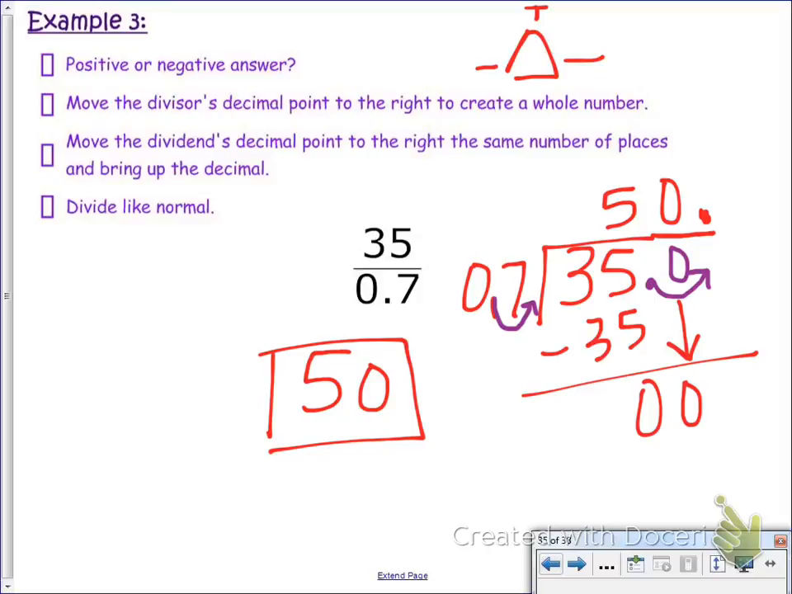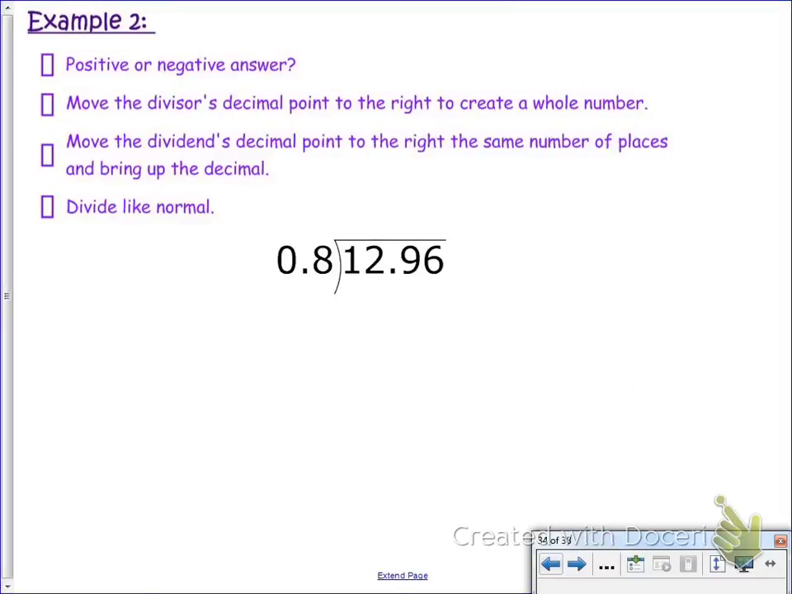Now to show you one last example, I'm going to show you what happens when there's a decimal inside the house as well as outside the house. Yet again, the first thing we ask is, is it going to be positive or negative? They're both positive, so my final answer will be positive. We have a decimal in the divisor, which is outside the house, which again is a big no-no. We don't ever want to do that. So I hop it once to make it a whole number. Now I do the exact same thing inside the house to the dividend. I take this decimal and I hop it once. So I bring the new decimal, which is between the 9 and the 6, up. And now I divide like normal.